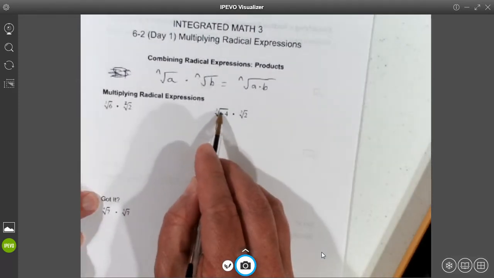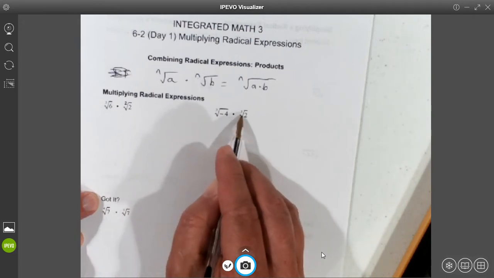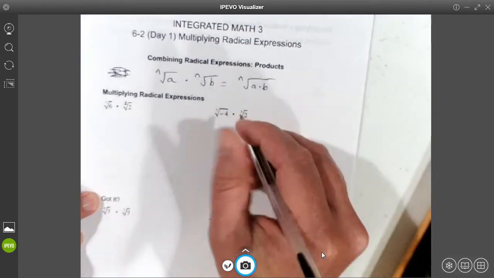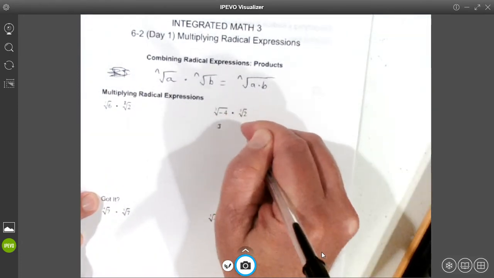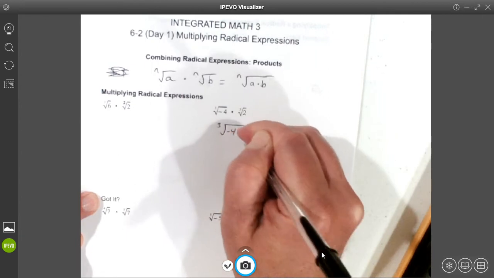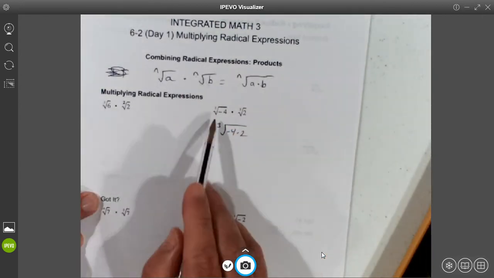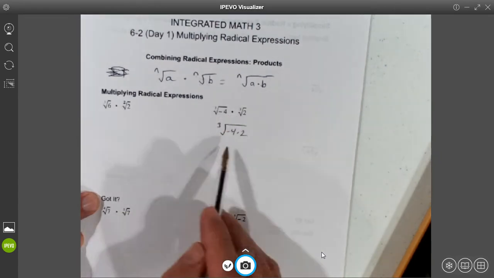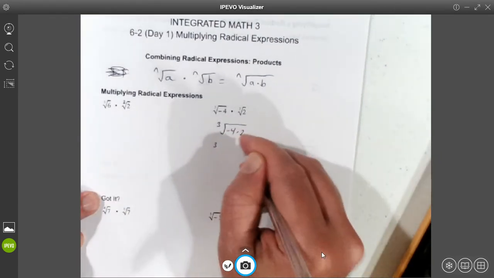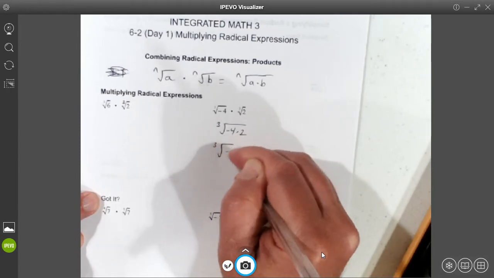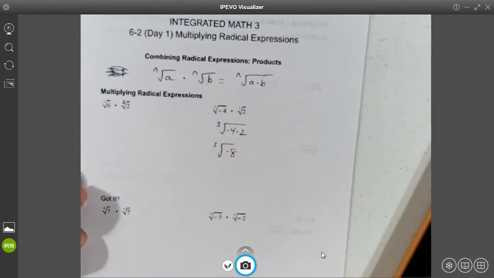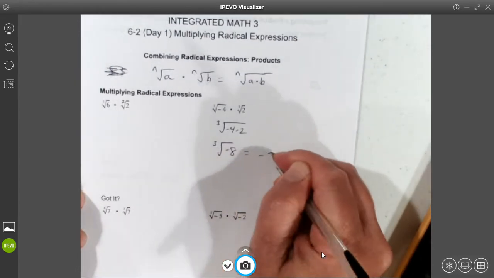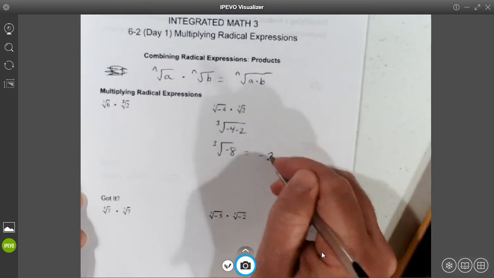Here, I've got the cube root of -4 and the cube root of 2. Here the indices are the same, so I can go ahead and multiply these, and it'll be the cube root of -4 times 2. Again, if the indices are the same, I can simply multiply the two radicands. Now it's just order of operations, so I do what's under the grouping symbol. -4 times 2 is -8. Then I look and see if I can simplify it from there. The cube root of -8 is -2, since -2 times -2 times -2 is -8.